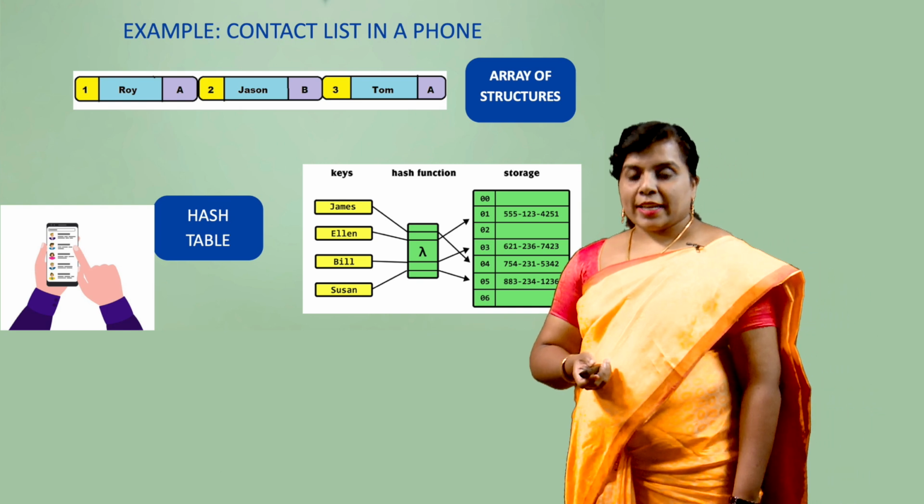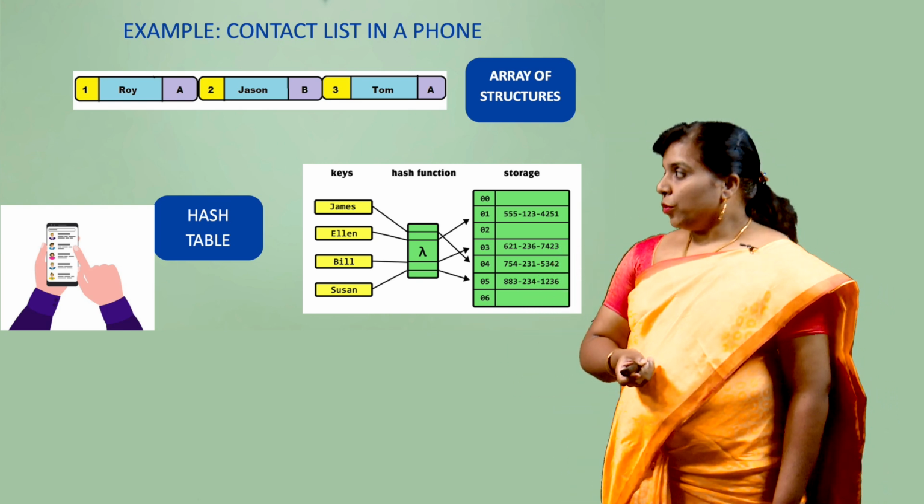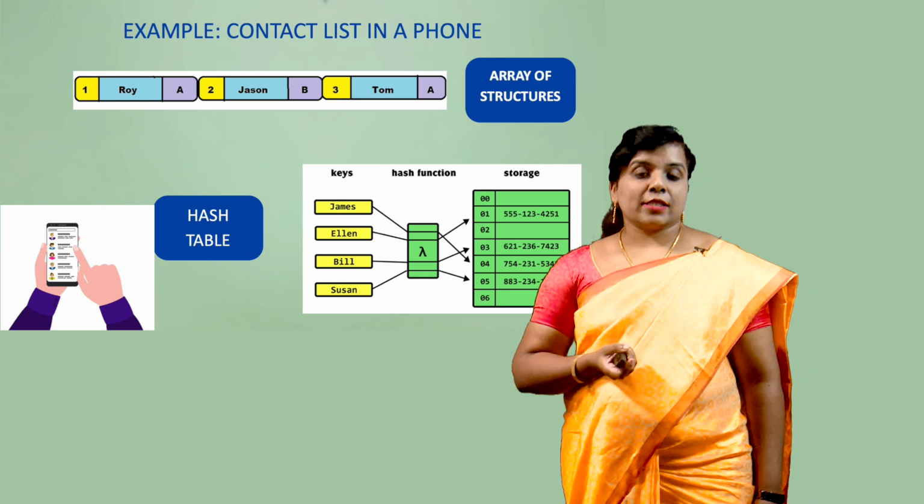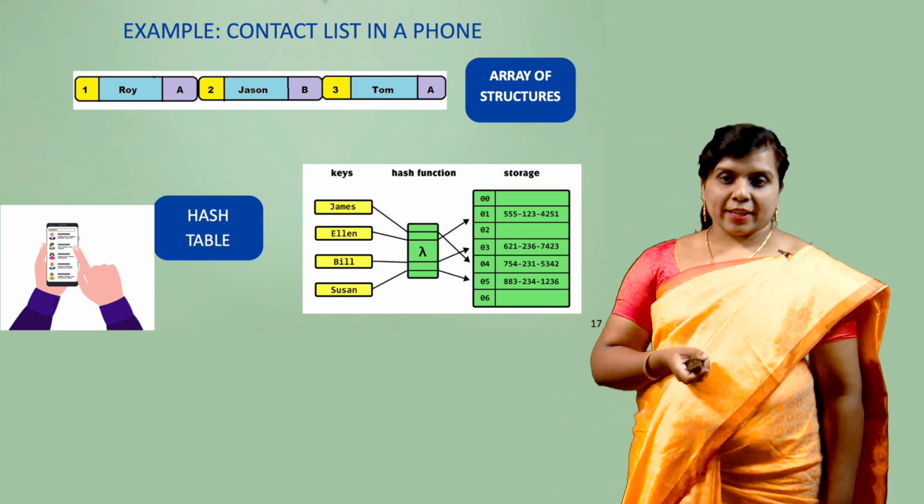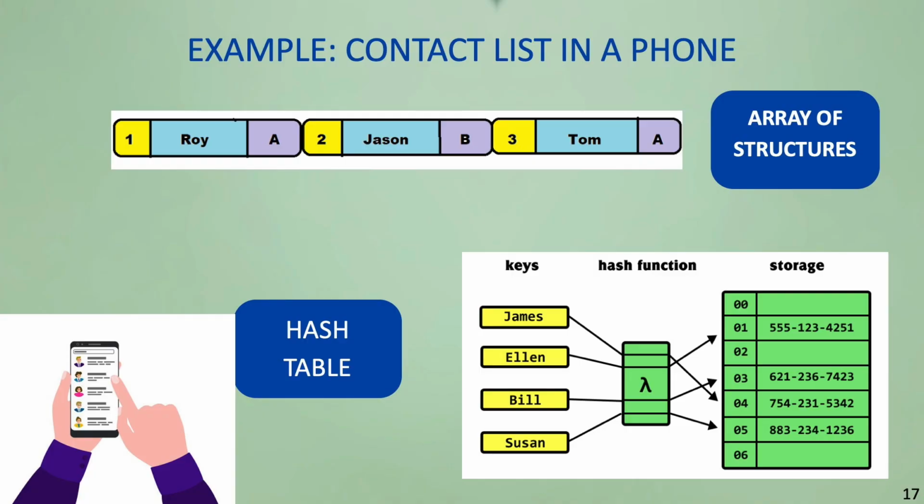So, consider an example like this, a contact list in a phone. Now, having seen various nonlinear and linear data structures, let us see how we can implement this contact list in a phone. We have plenty of options. I have shown here 2 such examples, one with an array of structures and another one with a hash table. Let us see the first example.